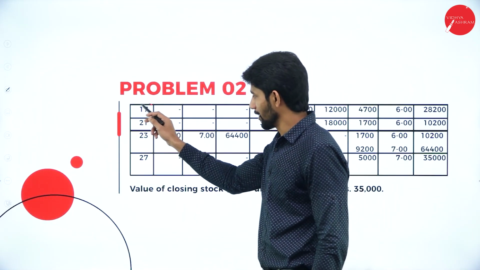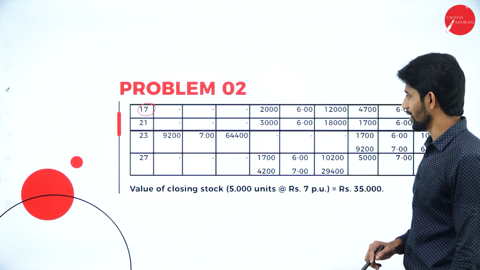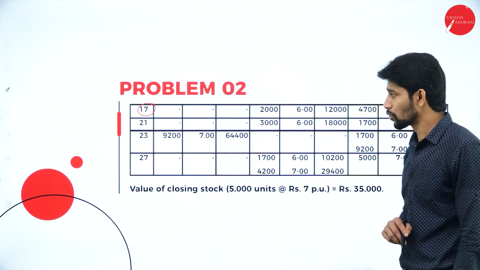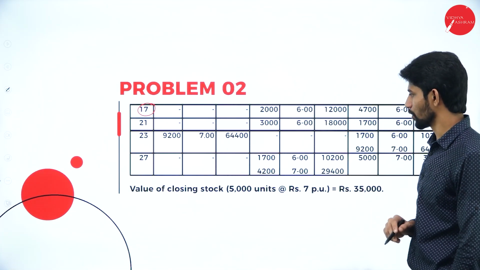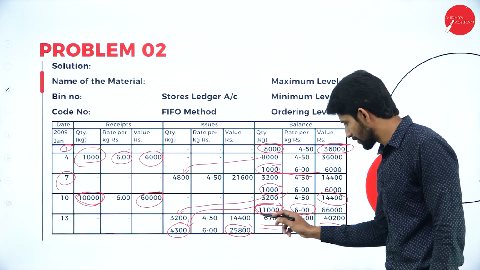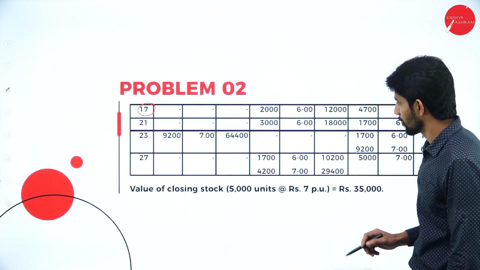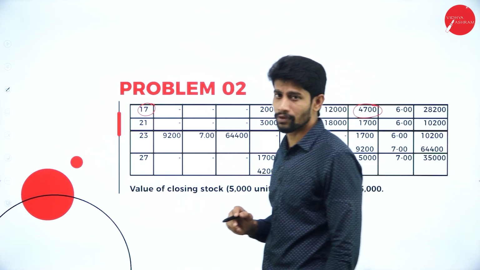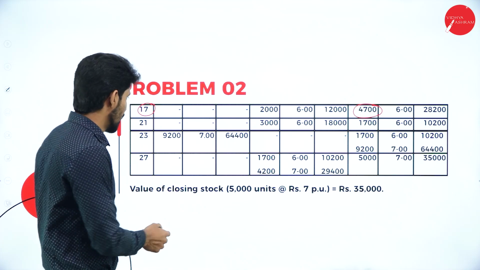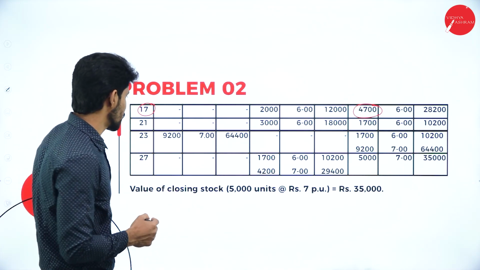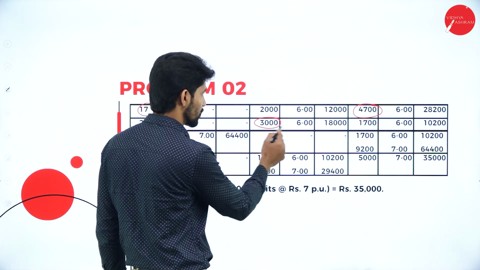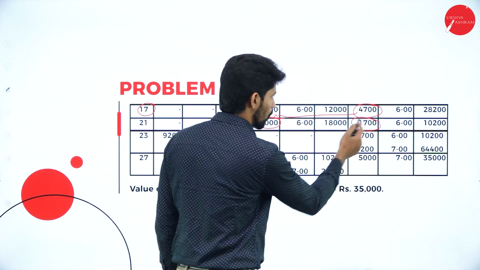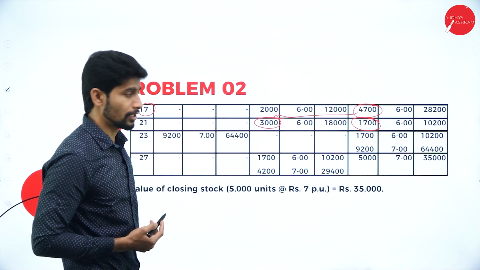Next, on 17th, what is the entry? Again on 17th, we issued how much? 2,000 units. So issue 2,000 units from here, from 6,700 units. So if you issue 2,000, what will be the balance? 4,700. The balance will be 4,700 units. Again on 21st, what did they do? They issued 3,000 units. So from here, they are issuing 3,000 units. What will be the balance? 1,700 units.